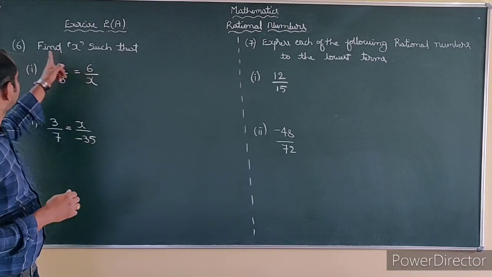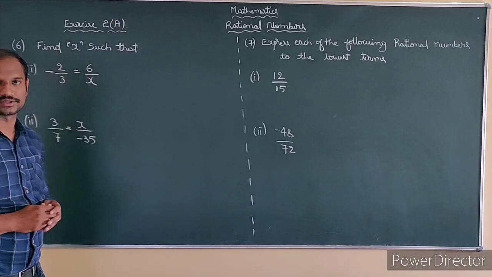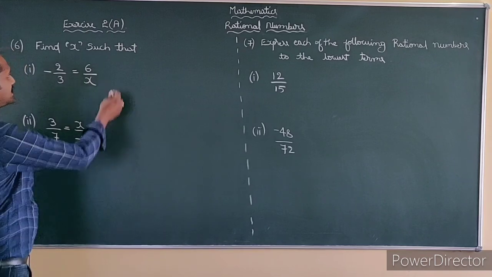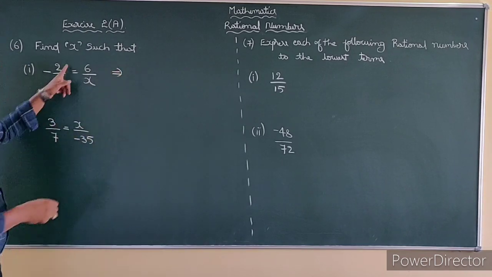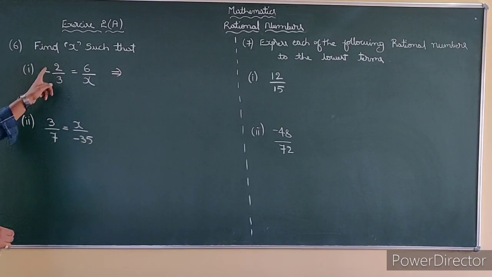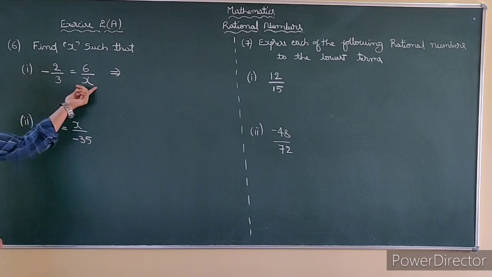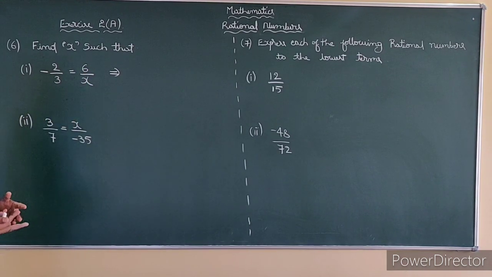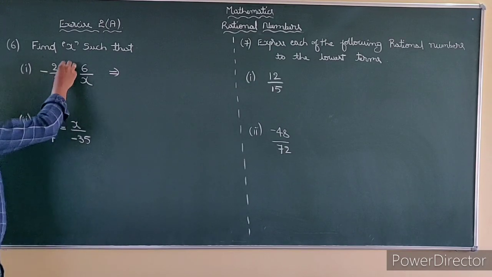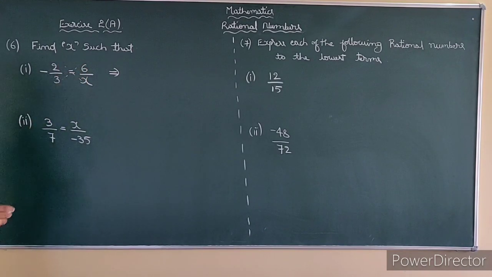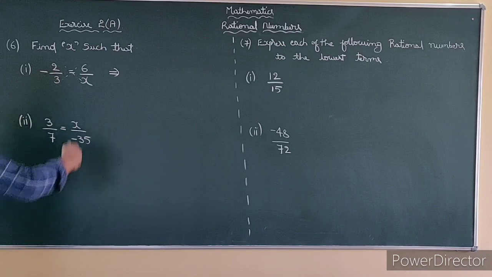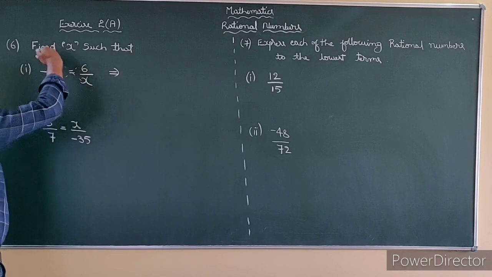Next we have to find the x values also. Very easy to find the x values here. See, when we get this type of situation, minus 2 by 3 is equal to 6 by x, x is here. We need to find the x value. So in this case, we need to cross multiply. So always let me cross multiply this side first.